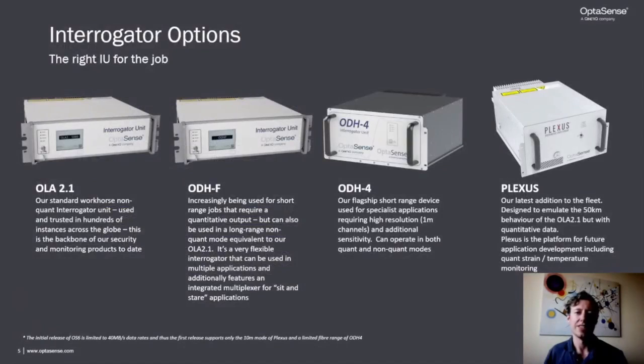OptaSense has a fleet of detectors to allow us to provide the right detector for the job. Our standard workhorse is the OLA 2.1 unit, which is suitable for most pipeline and intrusion applications. Our other detectors can all provide quantitative data, with the latest Plexus unit providing quantitative data over the same range as the OLA 2.1.